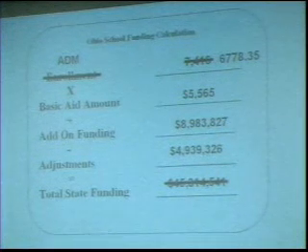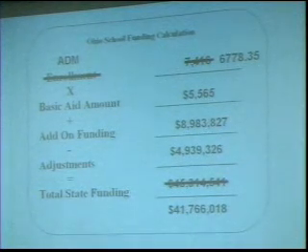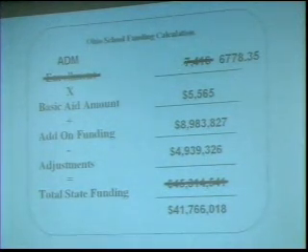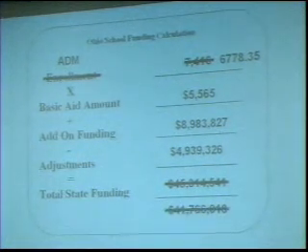We're actually at $6,788.35, which is what's projected for the 2008 school year. So if you multiply it through, you'd expect $41,766,018. Well, guess what? We don't get that either.